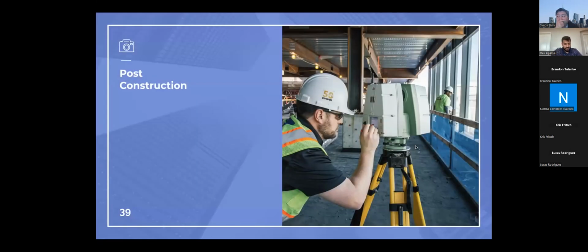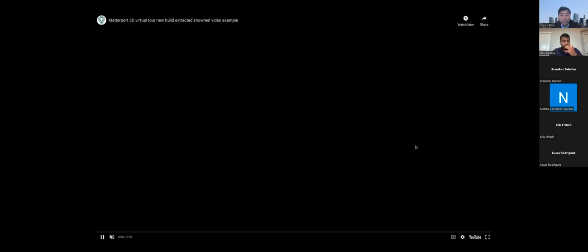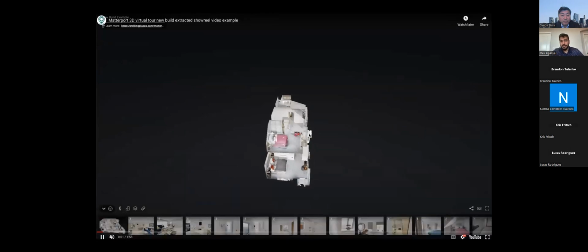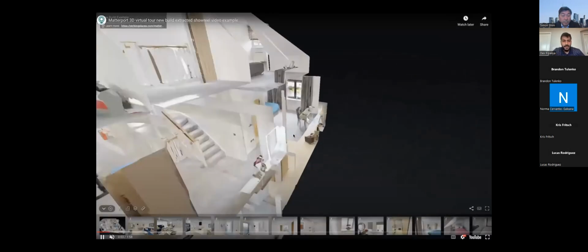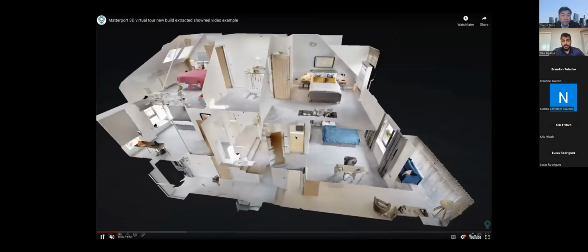For post-construction, if you live in an old house, you know there are not really floor plans for the old houses. You'll have to go to the government and get floor plans and all the things that go underground in the building. But now, for all the new houses and new buildings, the owner actually wants to show how the house is supposed to look. Maybe it's for selling. So this is another example, done in Matterport.